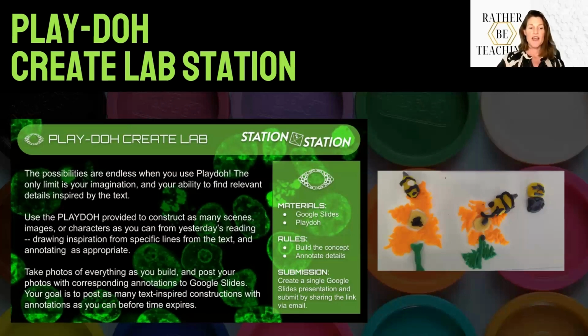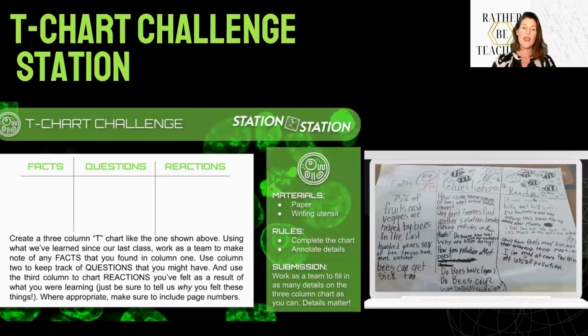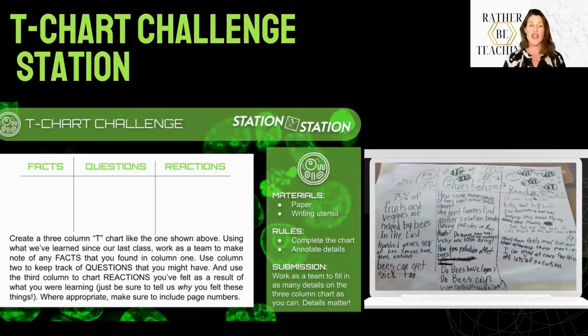So another one is the T-Chart Challenge Station. Now again, this station is already made for you. You have it right there. Basically the materials are paper and a writing utensil. I found a big poster board paper, and the students divided it into the T-chart. They have facts, questions, and reactions. So they create that 3-column T-chart like the one shown above, right?